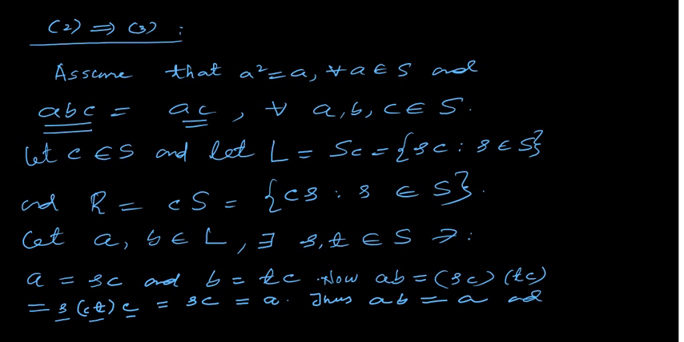So thus AB is equal to A, and therefore L is a left zero semigroup.